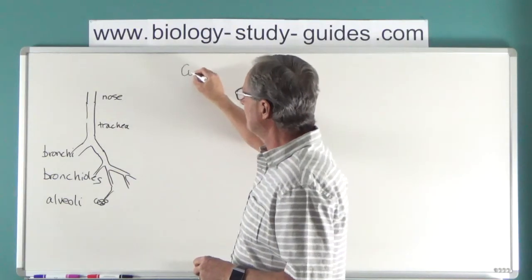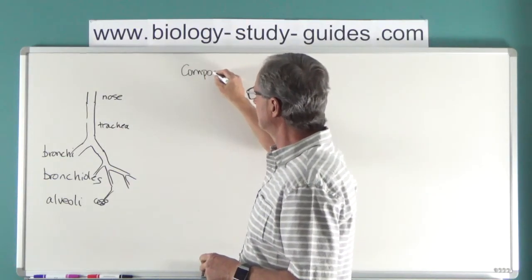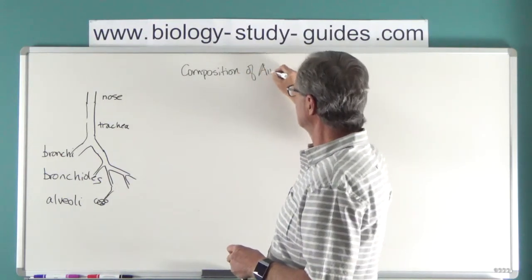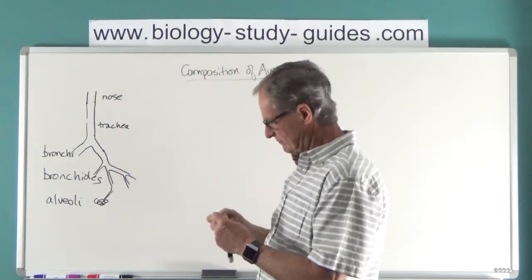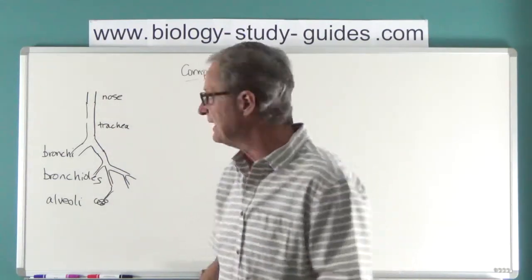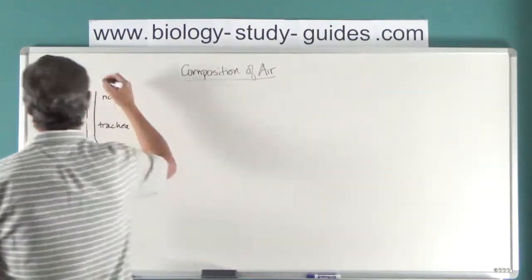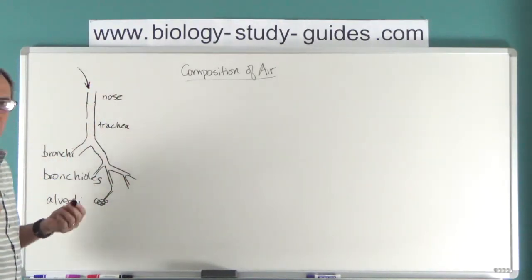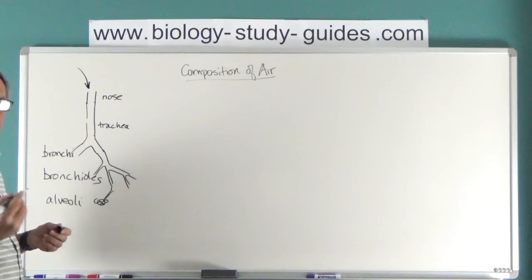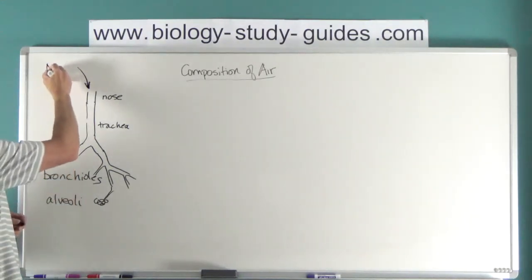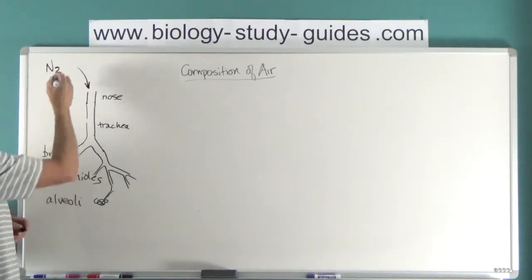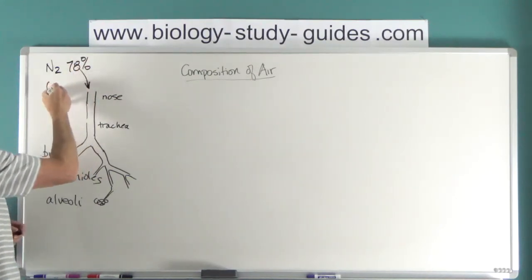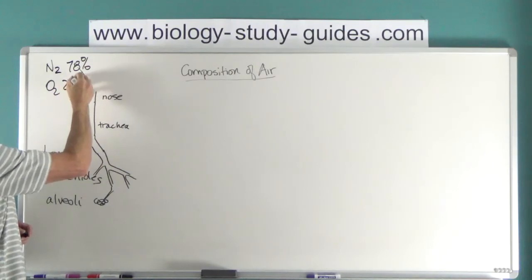We better look at the composition of air. What's in the air itself. The air we breathe in has a lot of oxygen, but oxygen isn't the biggest component of air. We've got nitrogen, which is the biggest component. It's about 78% actually. And oxygen is about 21%.